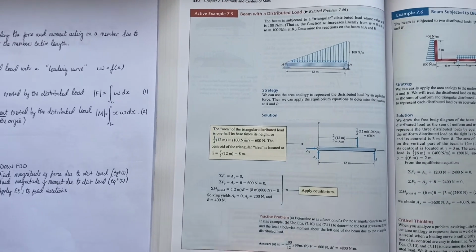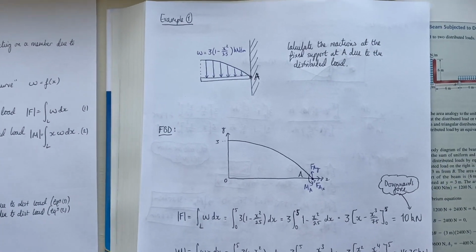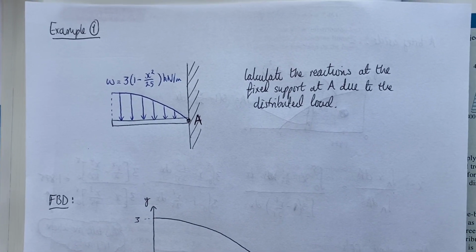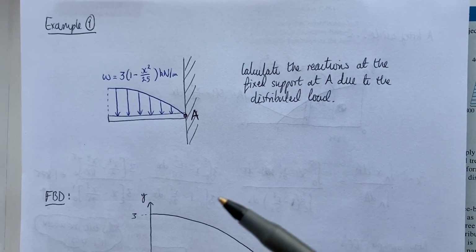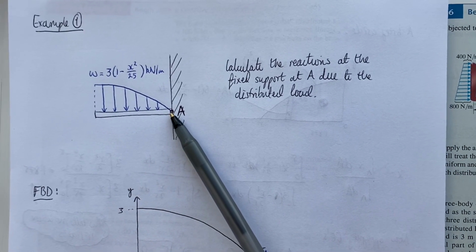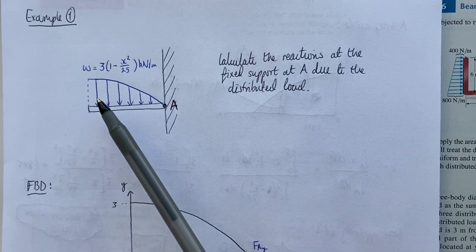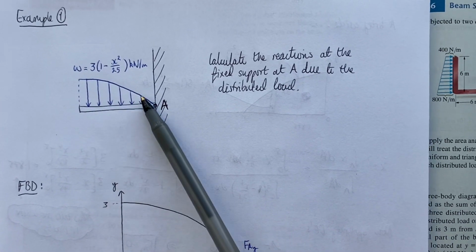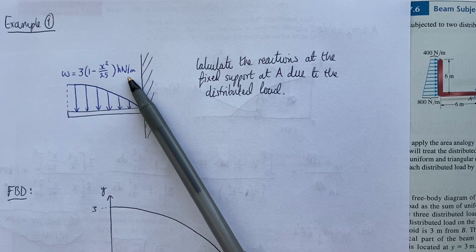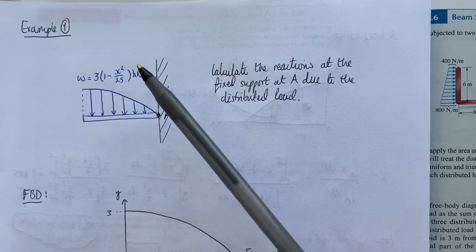What we're going to do here is have a look at a slightly more complicated example where the distributed load is described by a curve. So this is example 1. This shows a beam or a rod fixed into a wall, and it has this distributed load applied on it across its length in the downwards fashion. This curve is described by the load curve up here in kilonewtons per meter, and the question is to find the reactions at the fixed support at A due to this distributed load.